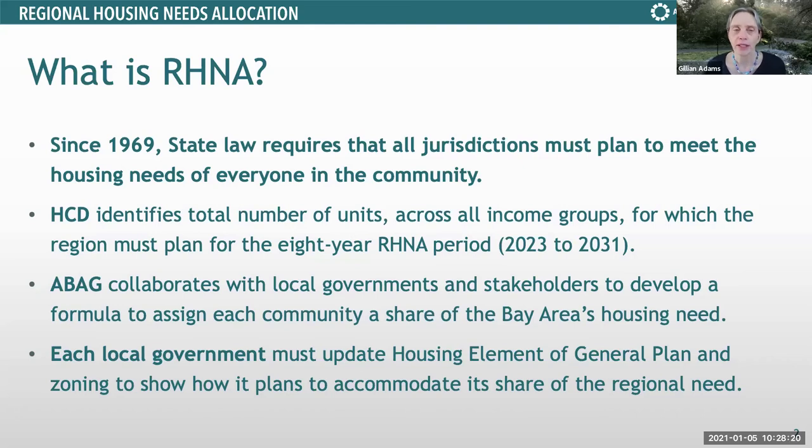As a reminder, RHNA is a state law that requires all local governments in California to plan to meet the housing needs of everyone in their community. In this process, the California Department of Housing and Community Development identifies the total number of housing units, separated into 4 income categories, that the Bay Area must plan for from 2023 to 2031. ABAG then works with local governments, stakeholders, and members of the public to develop a methodology, or formula, for assigning a share of the housing needs to each local government in the Bay Area. Each local government must then update the housing element of its general plan and its zoning to show how it plans to accommodate its RHNA.